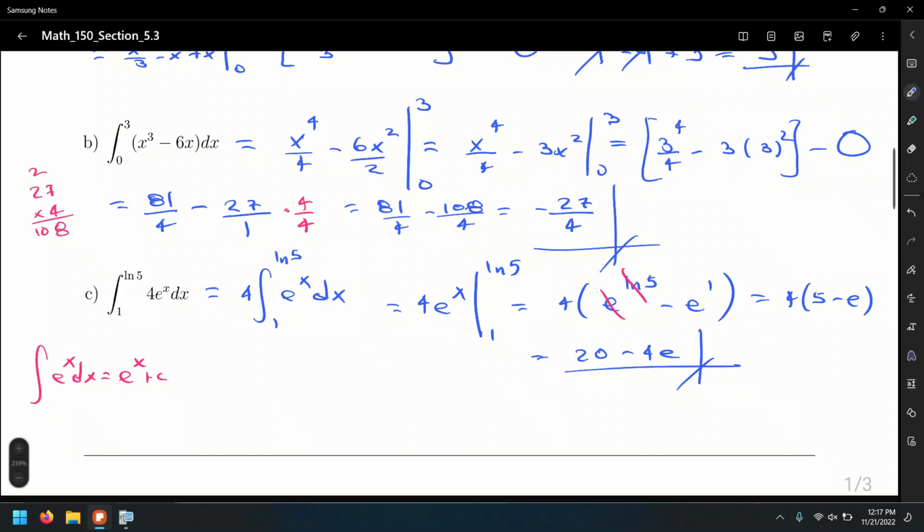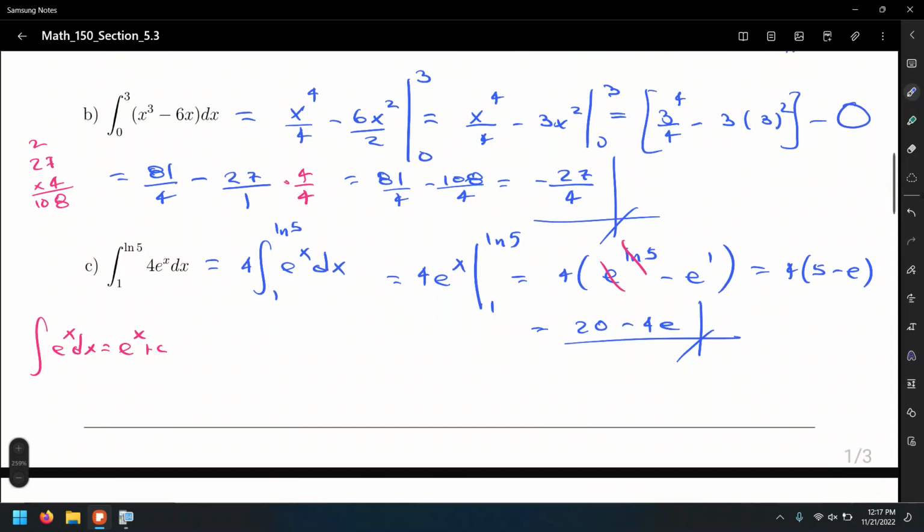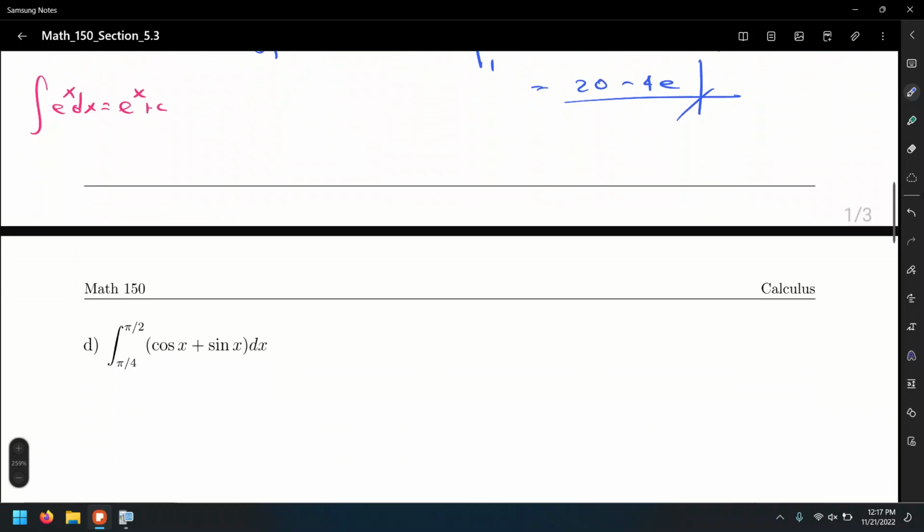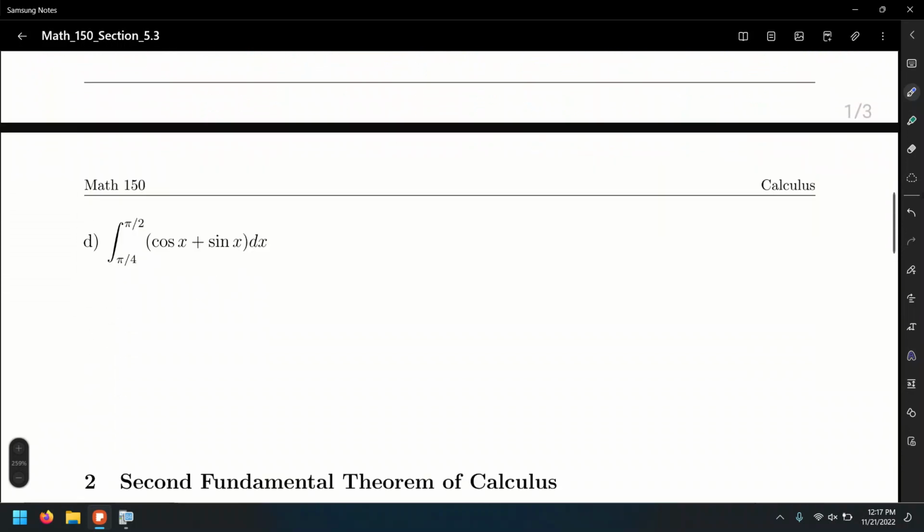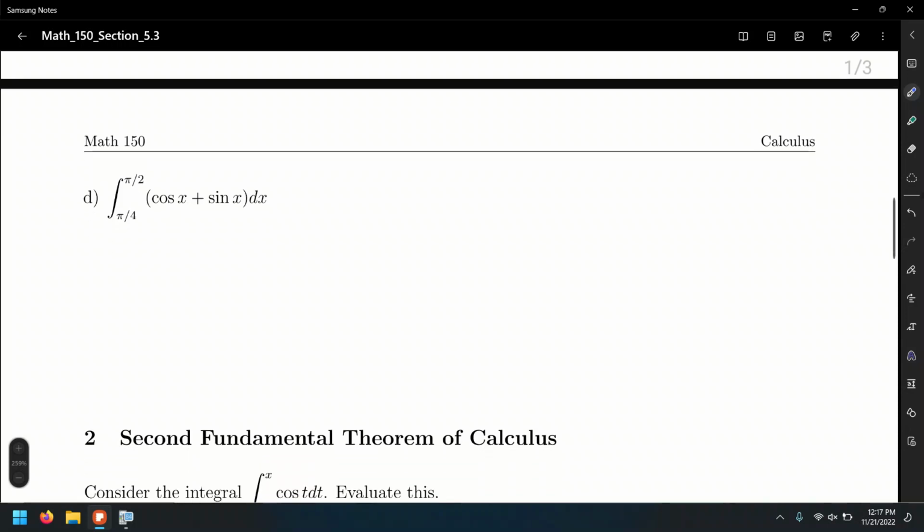So let's look at one more example, and we'll move on to the second part of the fundamental theorem of calculus. So, number 1, let's evaluate the integral of cosine x plus sine x. We're going to use trigonometric ones within the limits pi over 4 to pi over 2. All right? So, let's find the antiderivative of cosine, which in this case is sine, and the antiderivative of sine, which is negative cosine x. And that gets evaluated between pi over 4 and pi over 2.